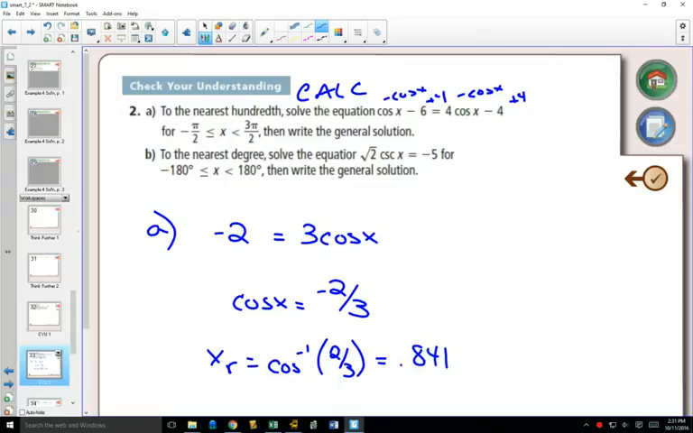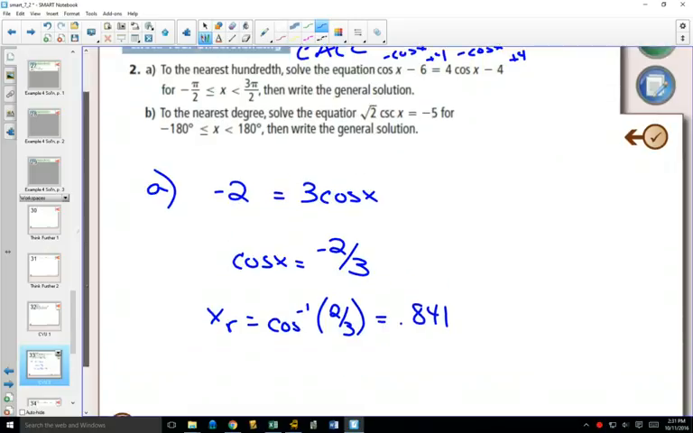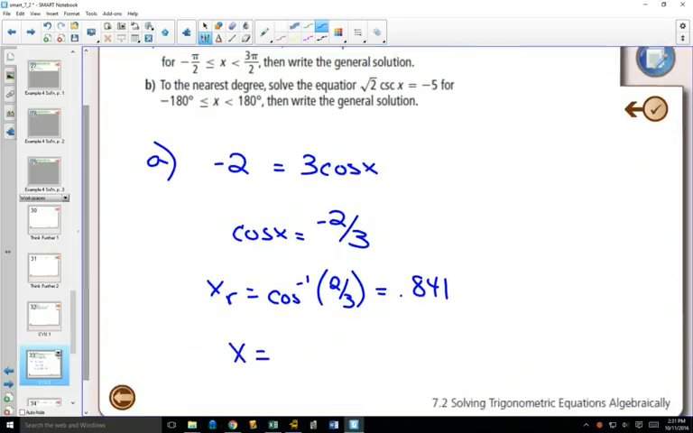So if that's our reference angle, if we were solving this between 0 and 2 pi, we would say, well, cos is negative. That happens in quadrants 2 and 3. So in quadrant 2, we would do pi minus our reference angle, and that would be 2.30. And pi plus our reference angle, and that would be 3.98. Those are our two answers between 0 and 2 pi.